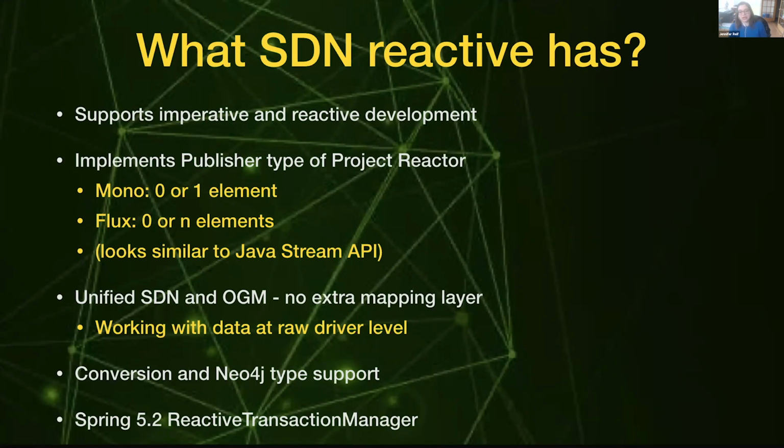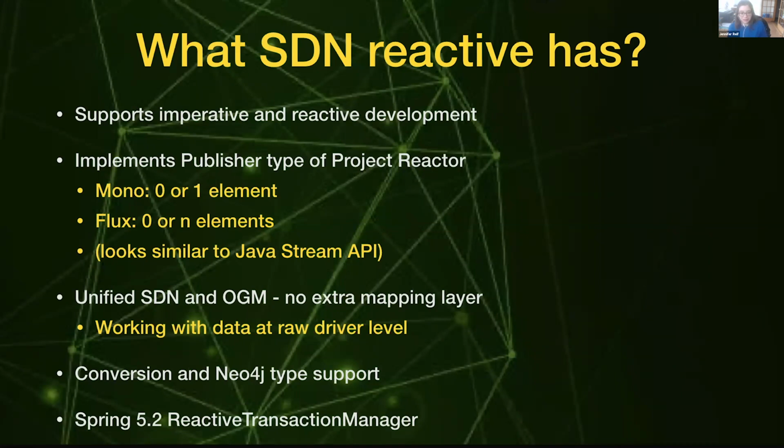Things that are specific to our SDNRX project. So we have both imperative and reactive support. If you want to develop a typical standard imperative application, you're more than welcome to do that with the SDNRX project. You can also develop the reactive capabilities. And all that it's doing is implementing the publisher type of Project Reactor so that you get the Mono type, which allows you to take 0 or 1 elements, or a Flux type of 0 to n elements. And the code for this actually looks pretty similar to the Java Streams API. If you're familiar with working with that, there's not a ton of difference. So it looks very similar.